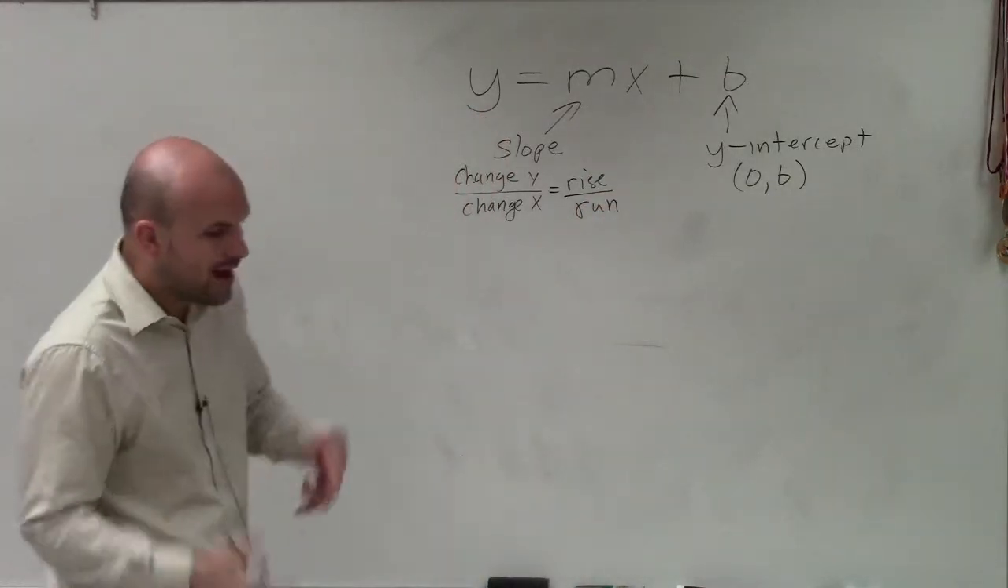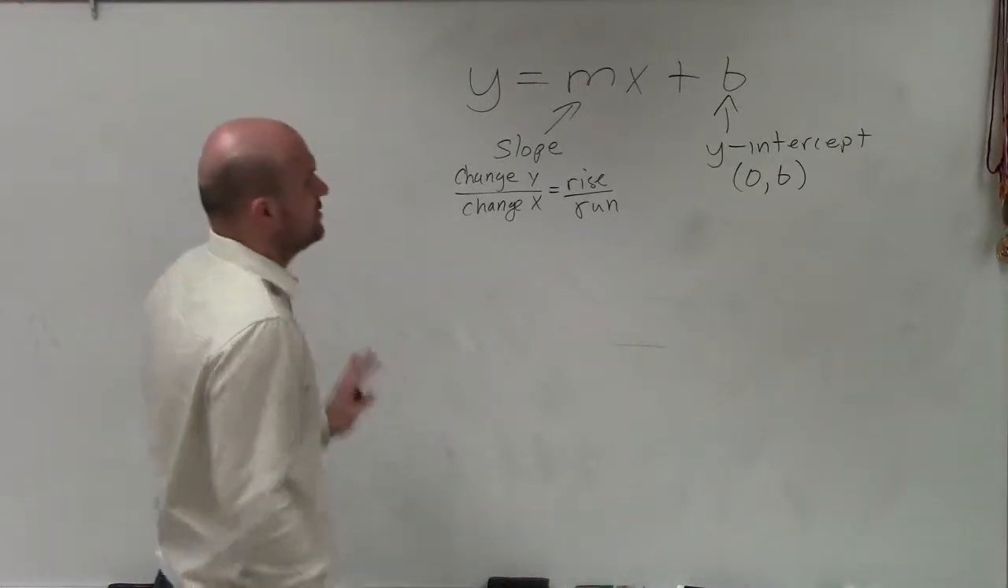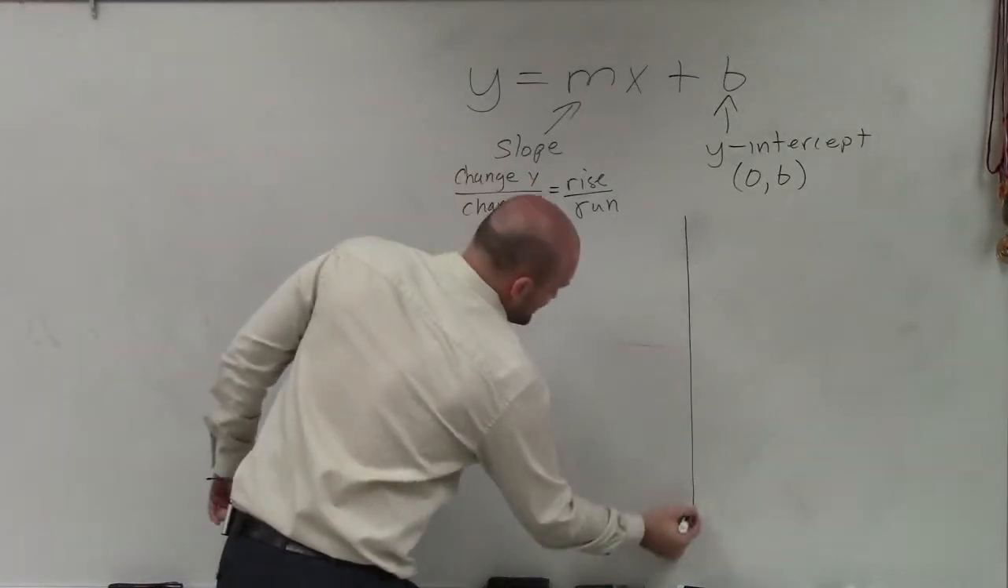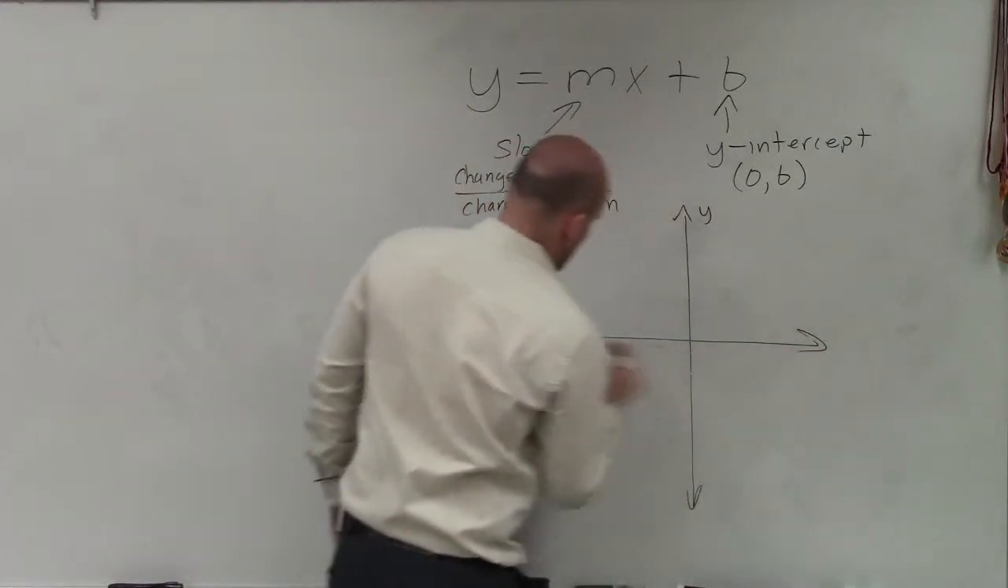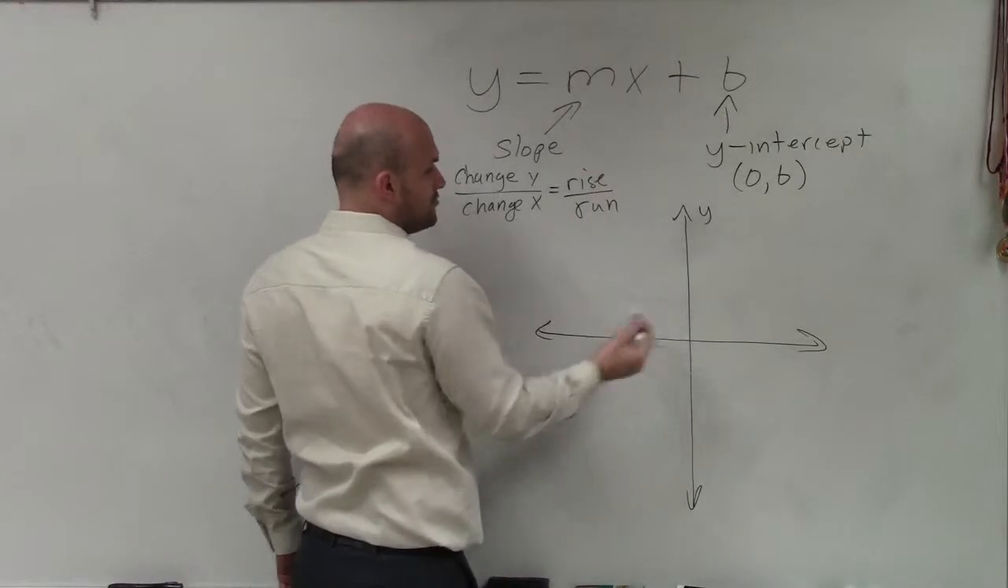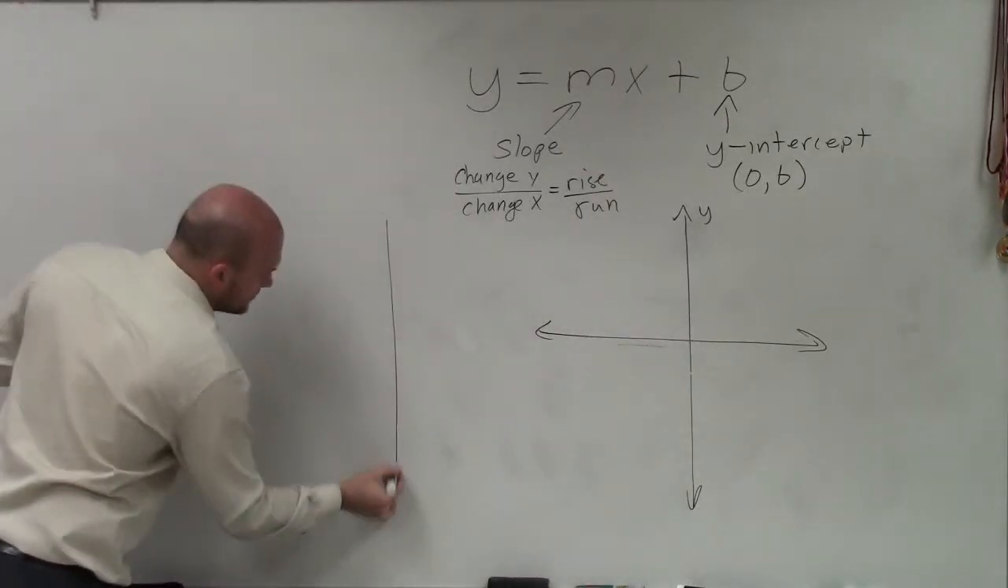All right, so how are we going to use the slope-intercept form to graph? Well, the y-intercept is pretty basic as it is. On the y-axis, here's the x-axis, you're going to determine what the value of b is, and you're going to plot that on the line. So I'm going to do a couple examples for you.